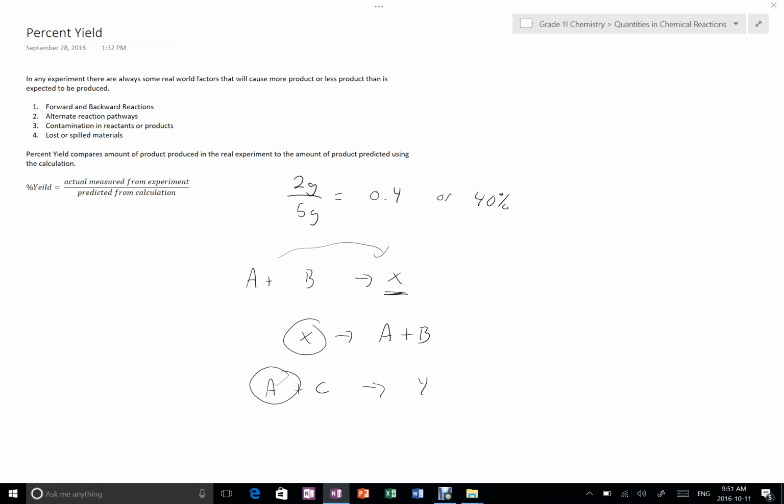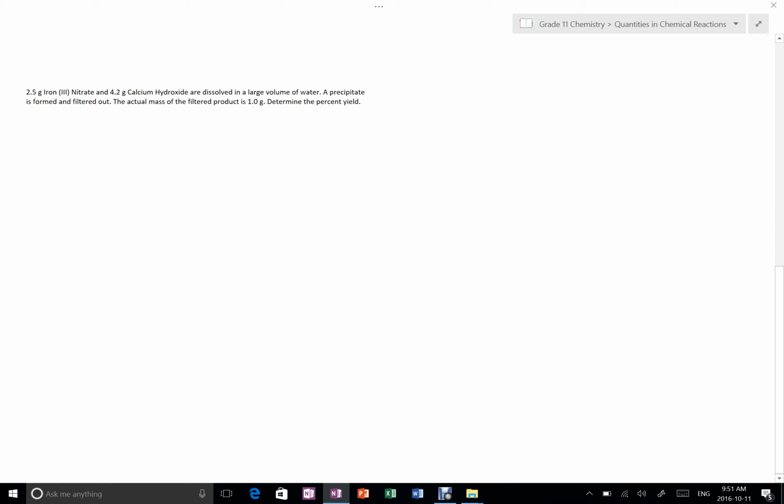2.5 grams of iron 3 nitrate and 4.2 grams of calcium hydroxide are dissolved in a large volume of water. Precipitate is formed and filtered out. The actual mass of the filtered product is 1 gram. Determine the percent yield. So we got a couple things. They're soluble on their own, but when we mix and match their cation and anions, we're going to come up with an insoluble product. And then using that, we'll be able to determine how much mass of that insoluble product we should have gotten and compare that to the 1 gram that we actually got and come up with a percent yield.